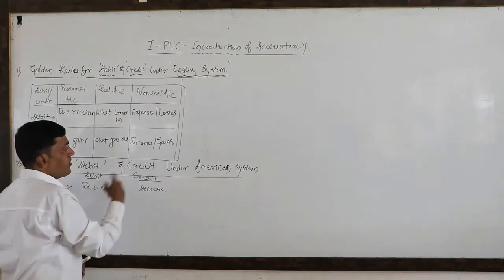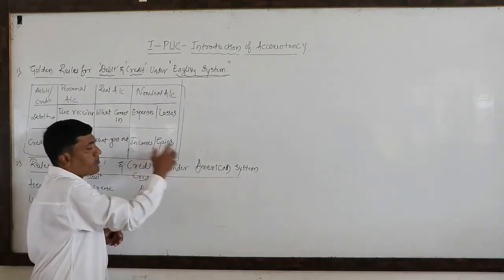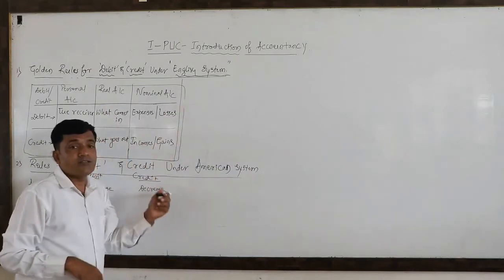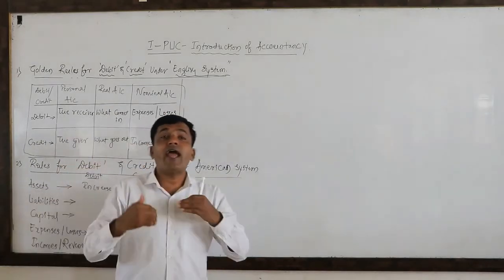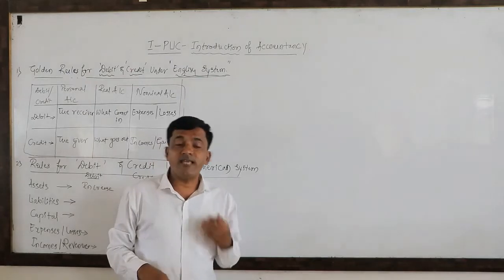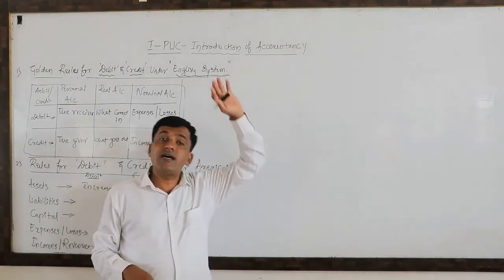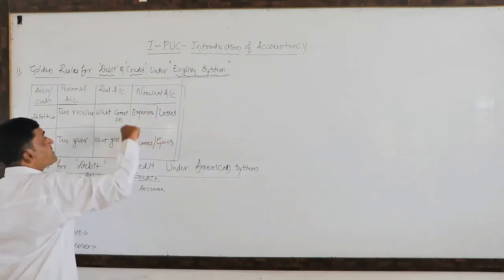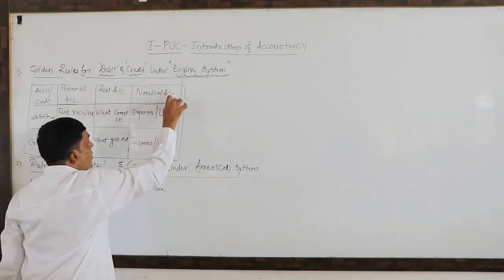Similarly, incomes or gains or profits. These are all resultant figures. We cannot say what the result will be at the admission stage, but we can say about the result at the conclusion stage. So that is the reason these aspects come under the term nominal account.